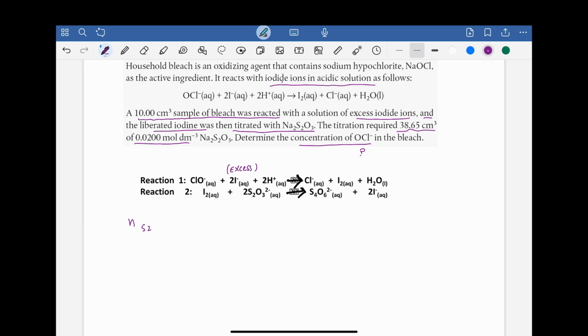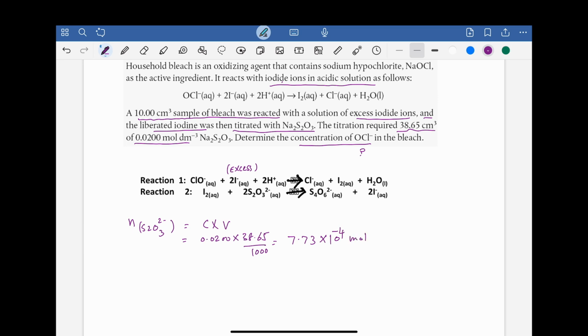So n of S₂O₃²⁻, and mole is equal to concentration times volume. Volume has to be in dm³. So concentration is 0.0200, volume is 38.65 divided by 1000. So we will have the moles of sodium thiosulfate. If I solve this, that will give me 7.73 times 10 to the power minus 4 moles.